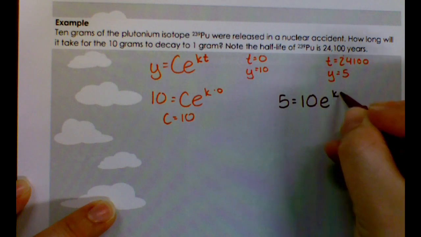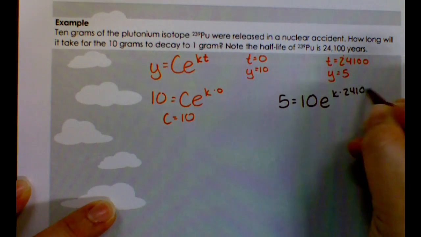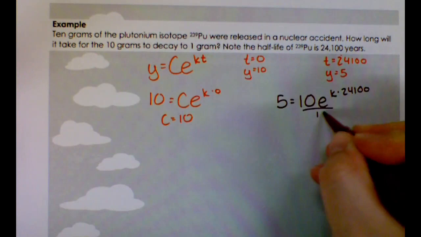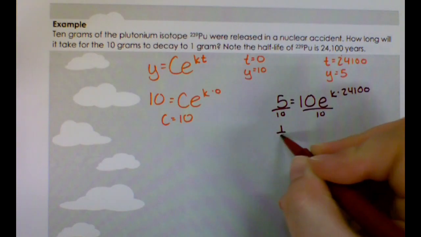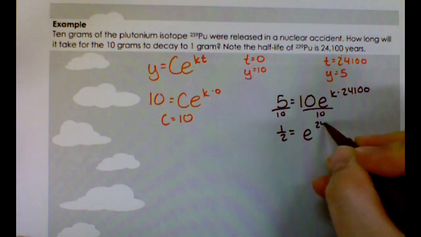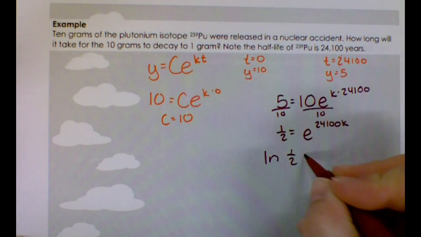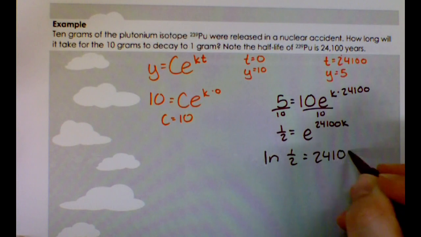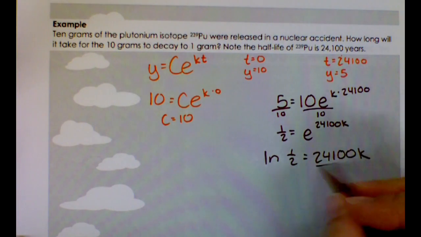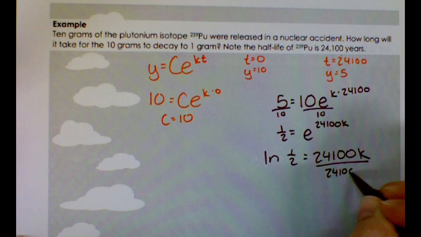10e to the k times 24,100. We'll divide by 10. We get 1/2 equals e to the 24,100 k power. Natural log of 1/2 equals 24,100 k. And then divide by 24,100.